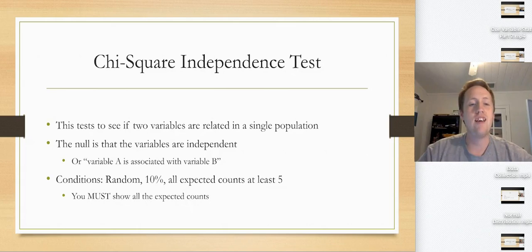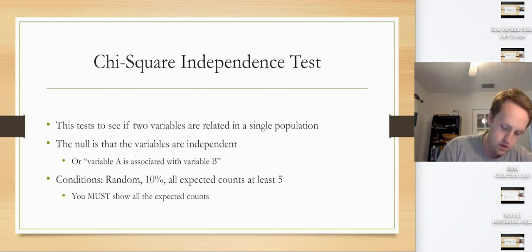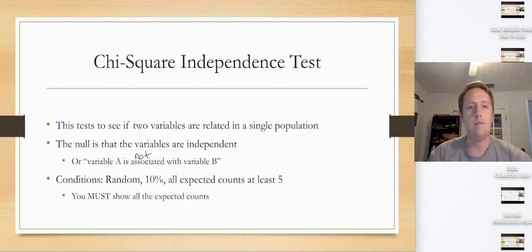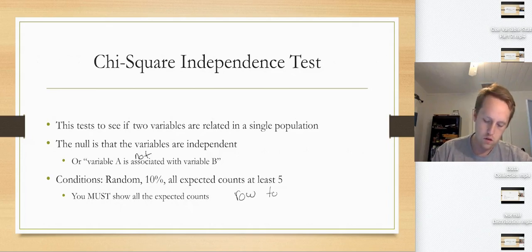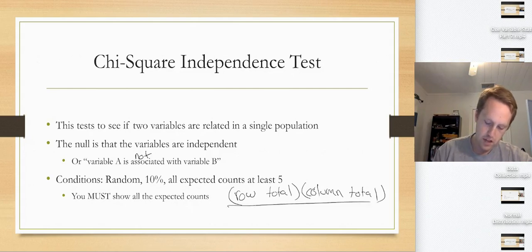The chi-square independence test tests to see if two variables are related in a single population. So it's testing for an association of two variables. The null is that the variables are independent. So variable A is not associated with variable B. Apparently I'm very bad at typing. Same conditions as before. The expected counts, the way you get those: row total times column total over table total.